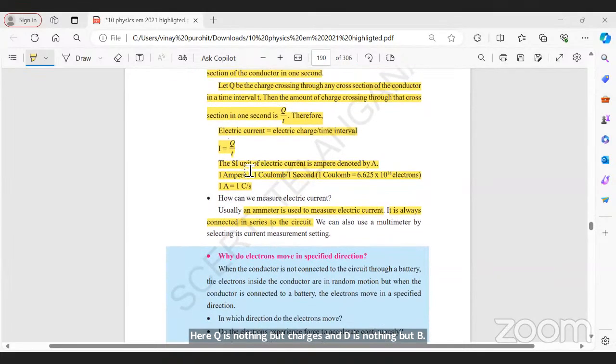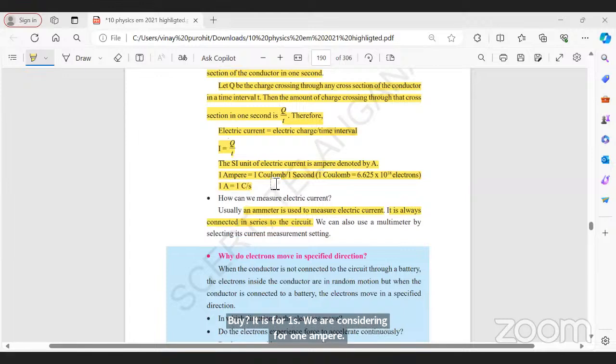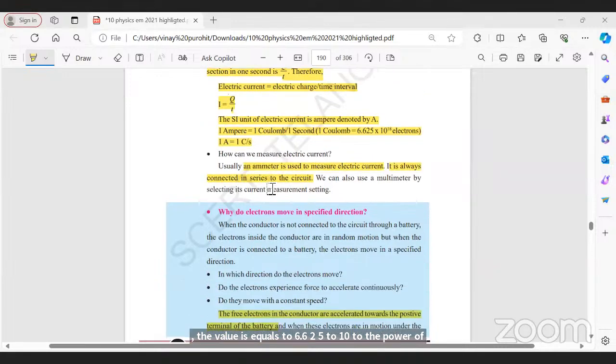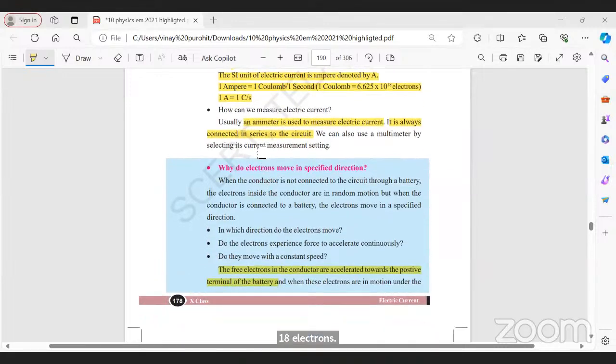Coming to the units, the SI unit of electric current is the ampere, denoted by capital A. The unit of charge is the coulomb. For 1 ampere, we are considering 1 coulomb by 1 second. So 1 ampere is equal to 1 coulomb per second, where 1 coulomb is equal to 6.625 × 10^18 electrons. So 1 A is equal to 1 C/s, that is, coulomb per second.